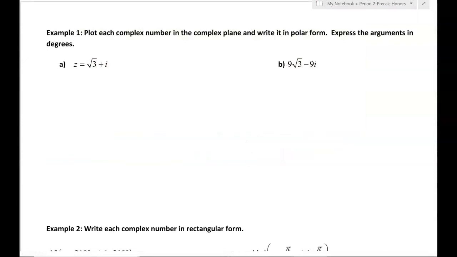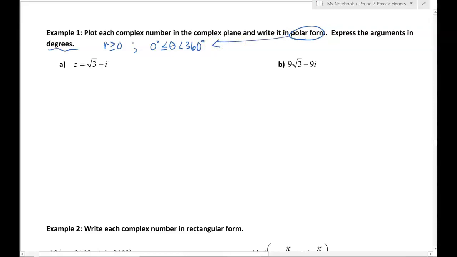Example 1. Plot each complex number in the complex plane and write it in polar form. Express the arguments in degrees. So this one, they do not want us to use radians, okay? So complex polar form, remember the restriction. Do you guys remember what the restriction for the radius is for complex form? It has to be bigger than or equal to 0. And since we are in degrees, theta has to be at least 0 degrees and all the way to 360. So we have to follow that restriction if we are writing in polar form.